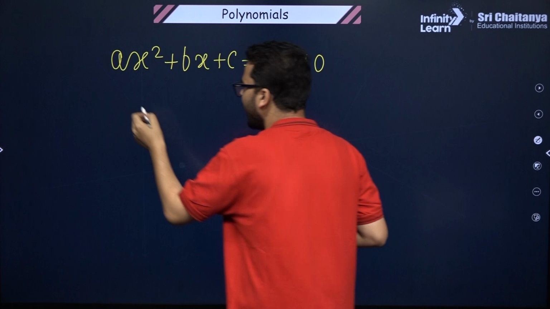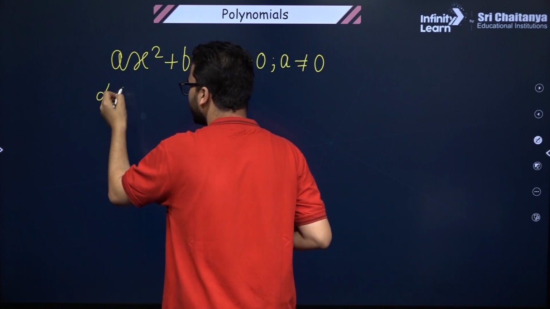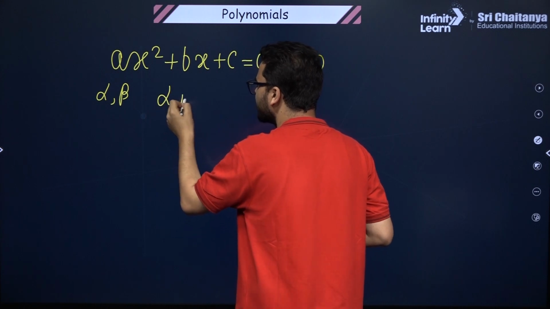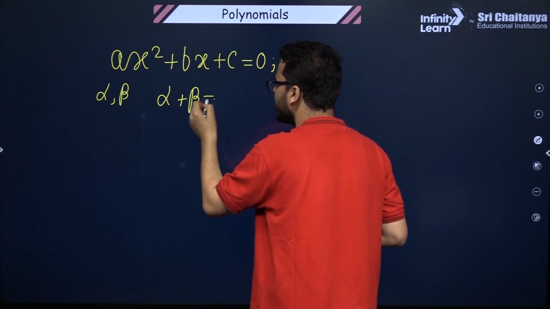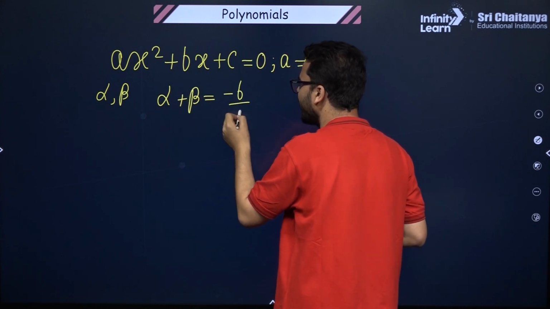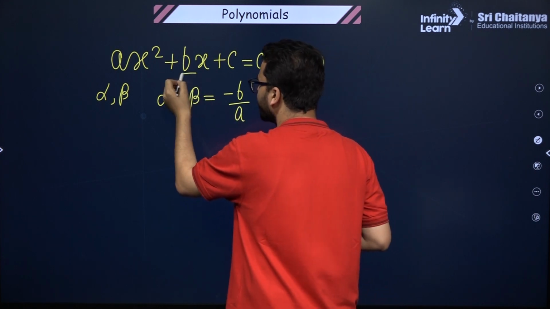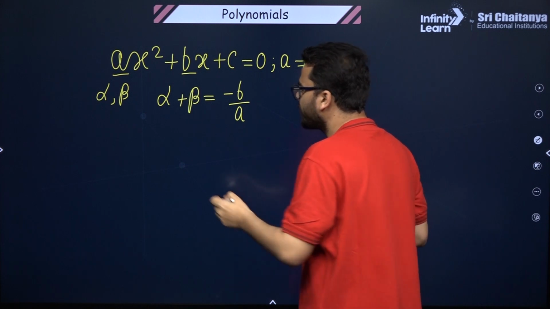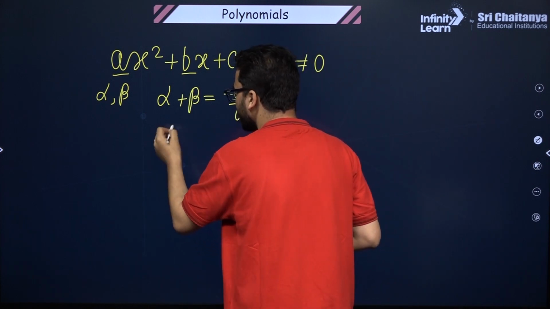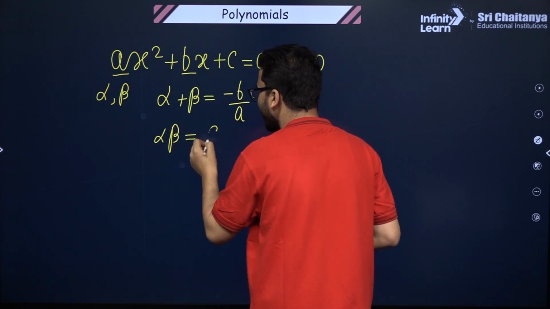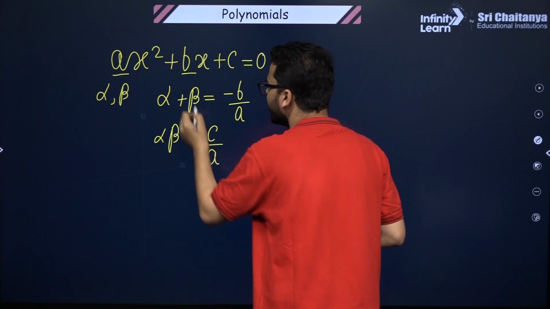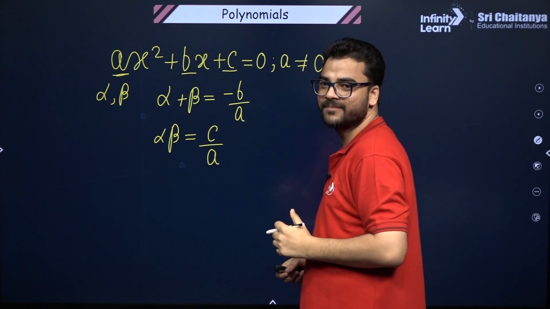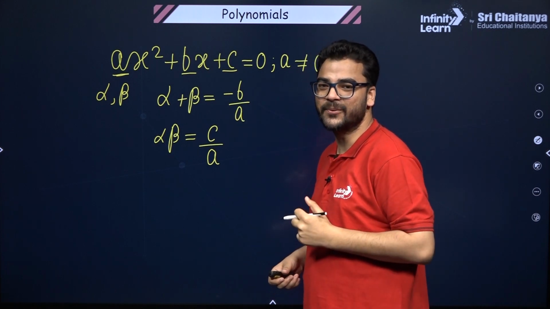So suppose alpha and beta are the zeros of a quadratic polynomial. The sum of the zeros of a quadratic polynomial is equal to minus b by a, where b is the coefficient of x and a is the coefficient of x square. And the product of the zeros is equal to c by a, where c is the constant term over here and a is the coefficient of x square. I hope that is clear to you.